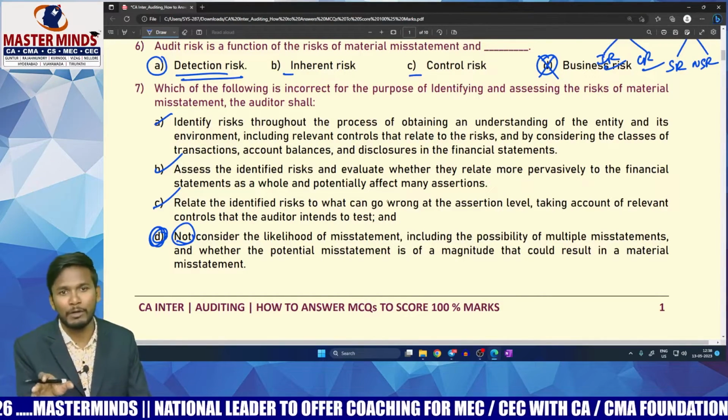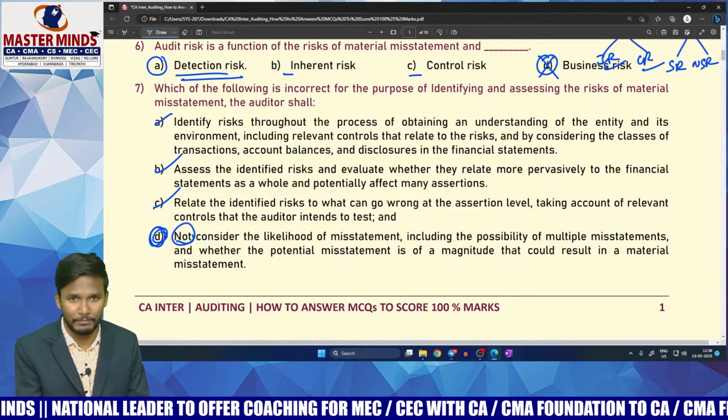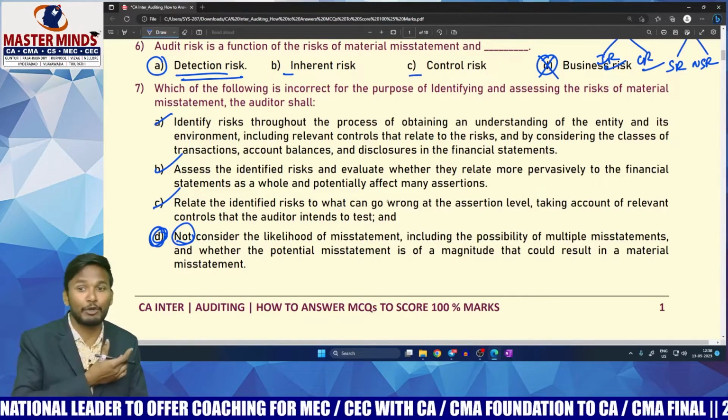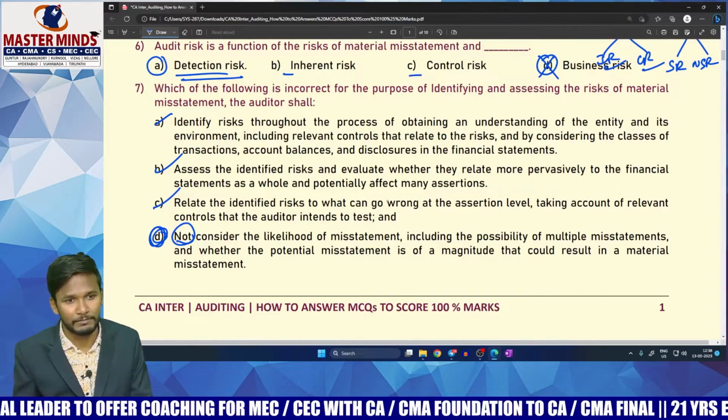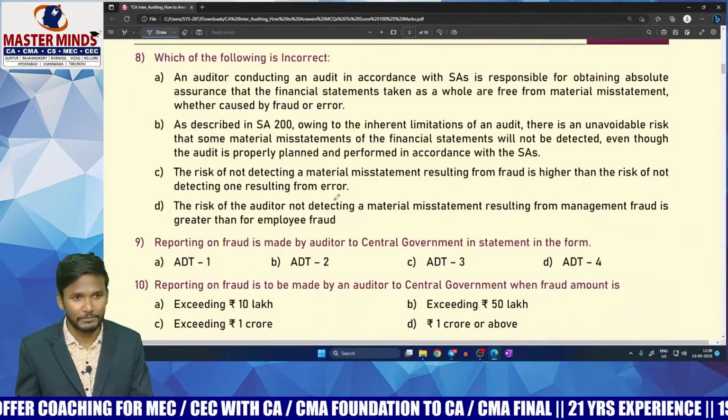Even in MCQ, when answering a question, try to read once and twice also, so that you will get more clarity. Any word which is missed in the first reading may come to your mind in the second reading, maybe in the third reading. Understood? Yes. What is the correct answer? Option D becomes the correct answer.